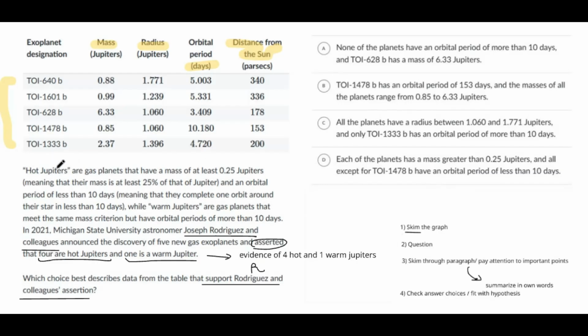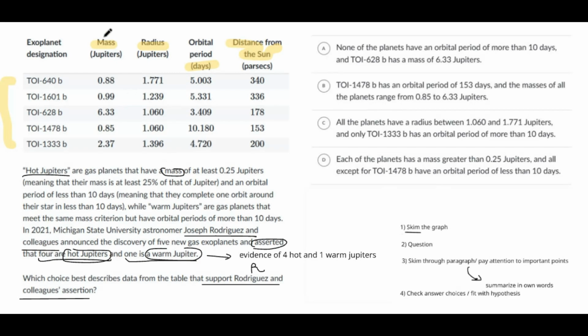Great, now that we've made our summary of the assertion made by the researcher, we can go back to the start of the paragraph and start skimming while looking for these two phrases, hot Jupiter and warm Jupiter. If you see them, you have to stop and read the sentence more closely. Now, right off the bat, we see hot Jupiters at the start of the paragraph, so let's keep reading.